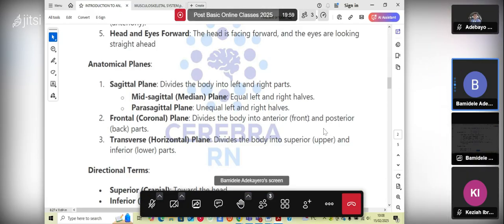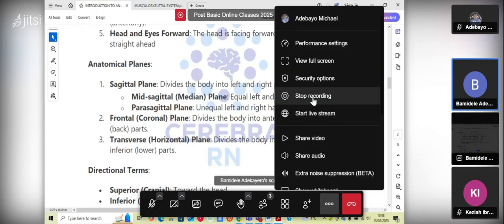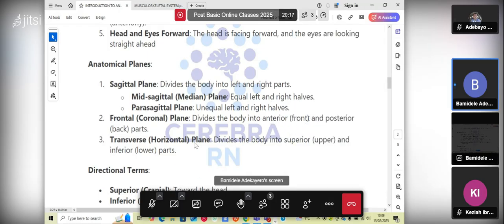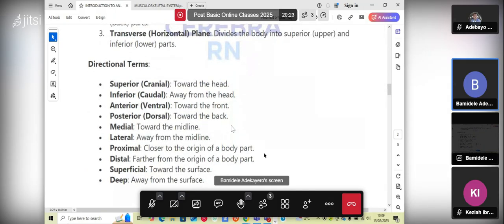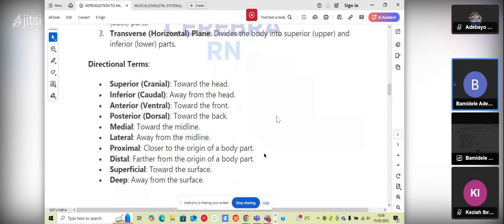The third one we have here is transverse plane, or you can call it horizontal plane. This one divides the body into upper and lower part. So when the body is divided into up and down, you have the upper body, lower body. Upper is superior, lower is inferior. That division is transverse. I hope you understand.